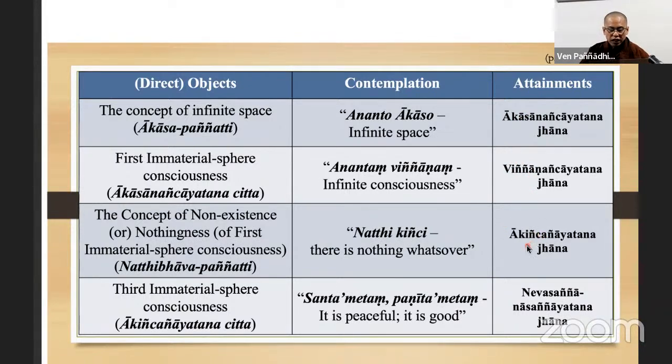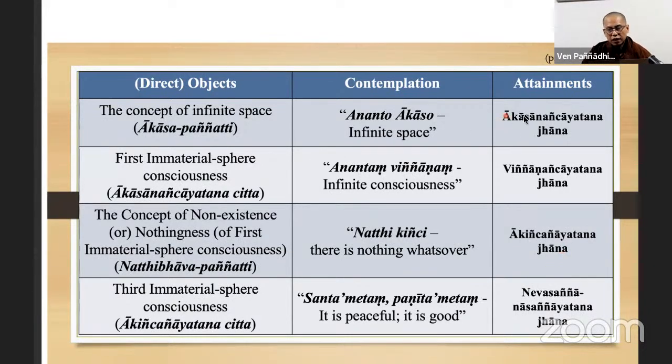And the third one, Akincha. So become Akincha. Then the last one, Nevasanya Nasanya. By the meaning, if you understand the meaning, it's easier to understand and to remember.